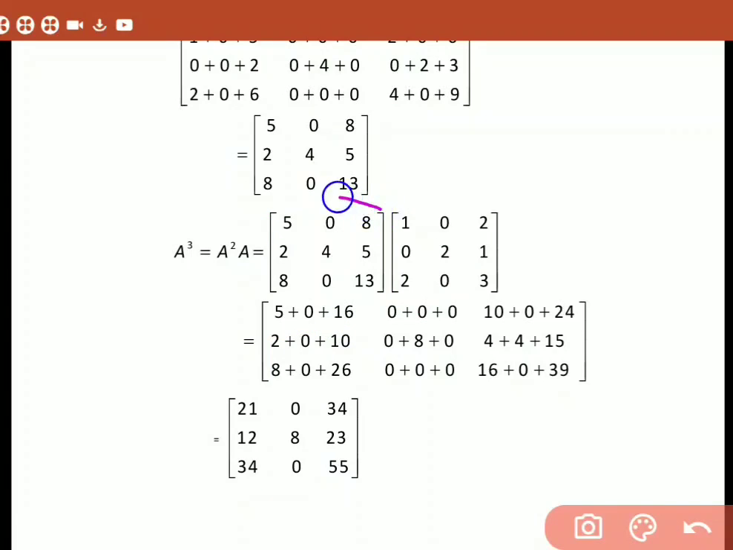Next is first row into second column. Corresponding elements you have to multiply. 5 into 0 is 0, then 0 into 2 is 0. Next, 8 into 0 is 0. You will get this element.